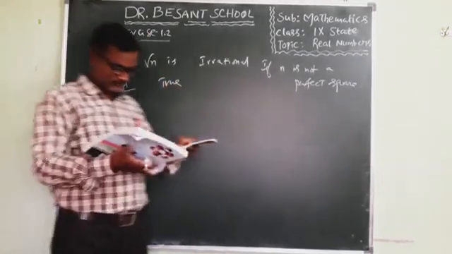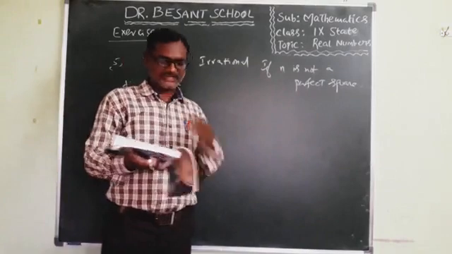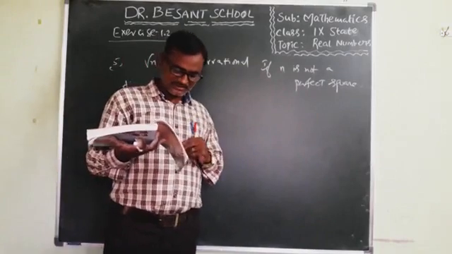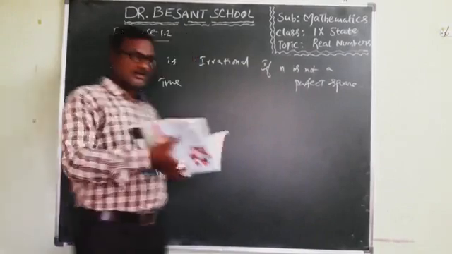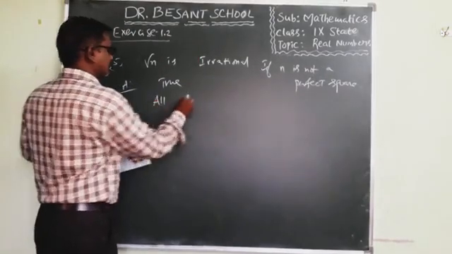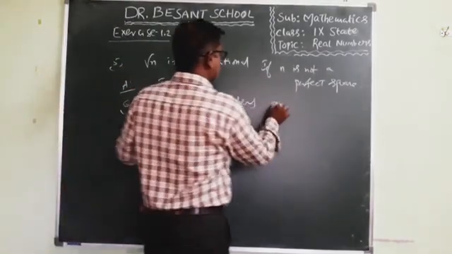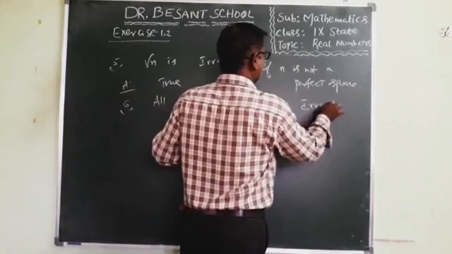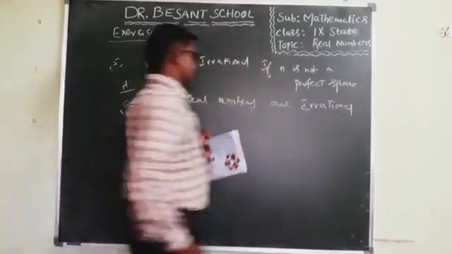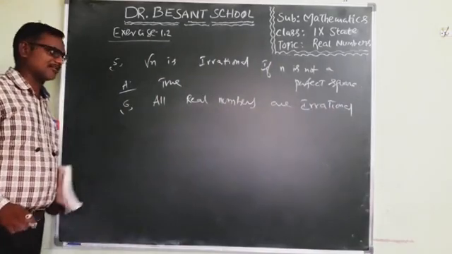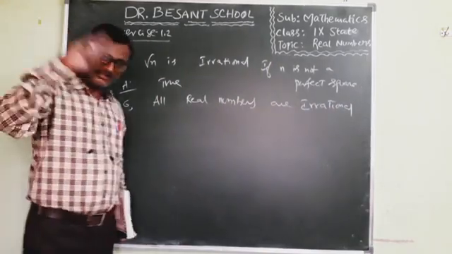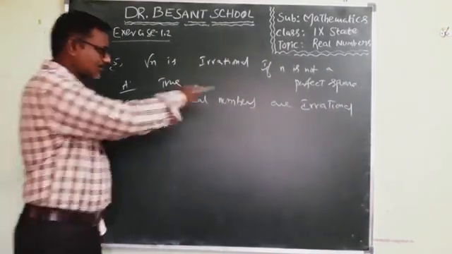Come to question number 6. All real numbers are irrational. It is a false statement. All real numbers are rational numbers also somewhere. All real numbers are not irrational.